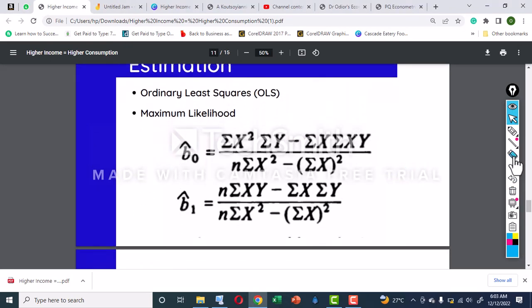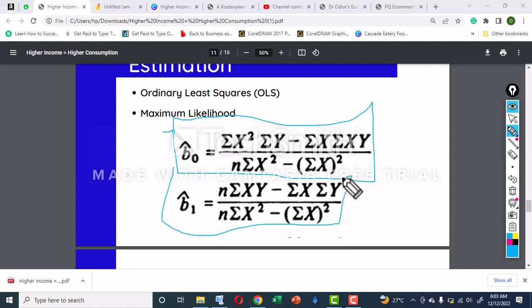So estimation. To estimate, we use this formula. Don't worry, I'll try as much as possible. Probably I'll use my phone to show the proving of all the formulas or many of the formulas. This is the formula we use to estimate our beta 0, that means the sample one, beta 0 hat and beta 1 hat. This is for beta 0, beta 1 hat.